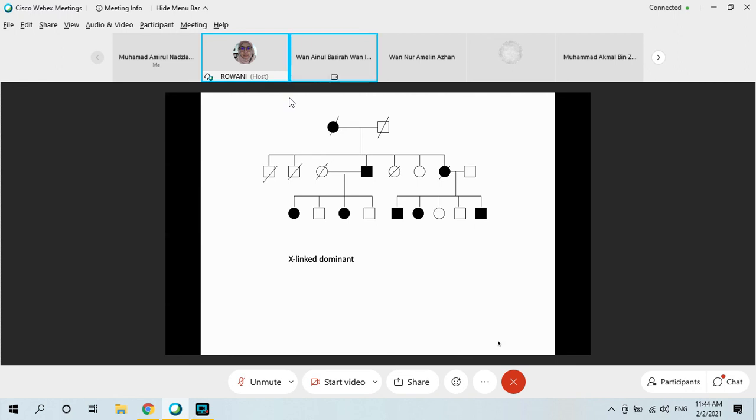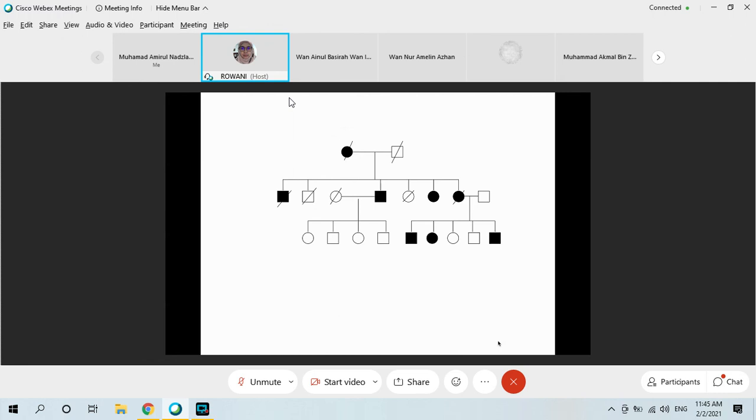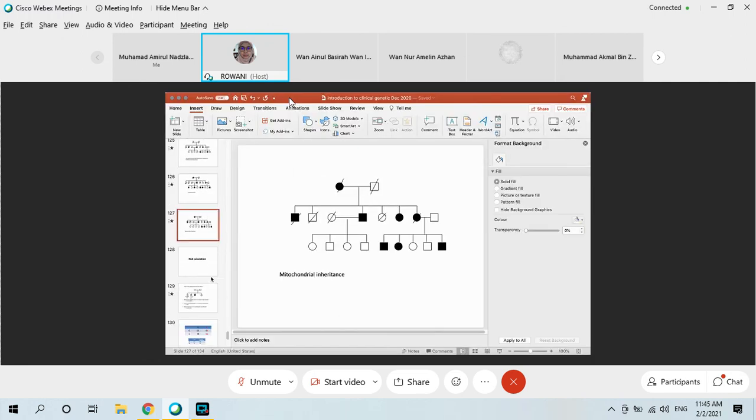Okay, you dah tengok semua example kan? So you got the rough idea how you determine the mode of inheritance, and what do you mean by mode of inheritance? What do you mean by that? Okay, we'll skip the others. Okay, right. So that is pedigree.